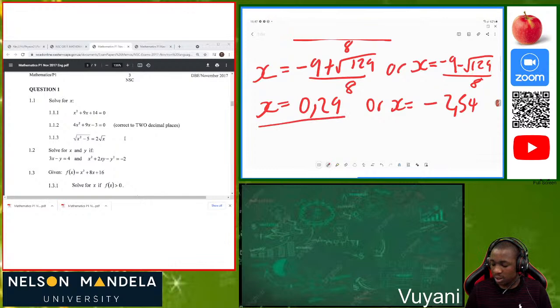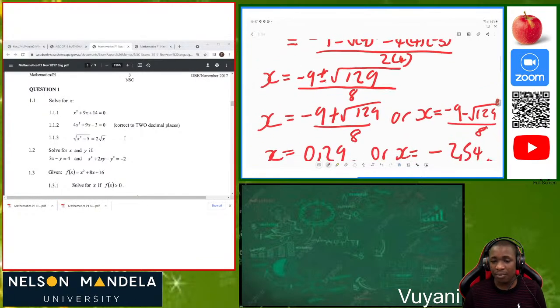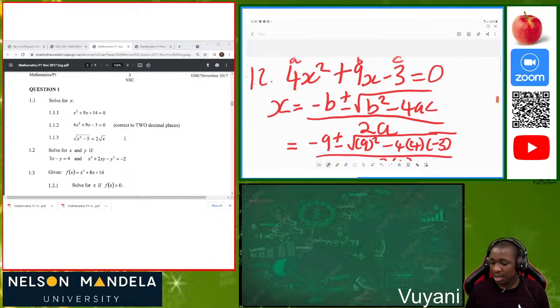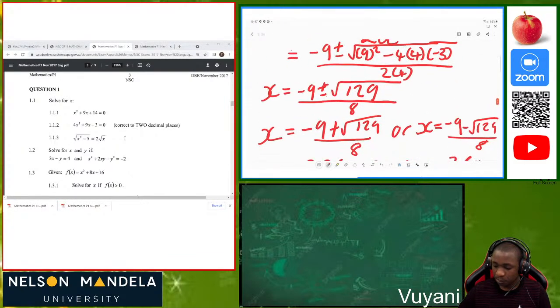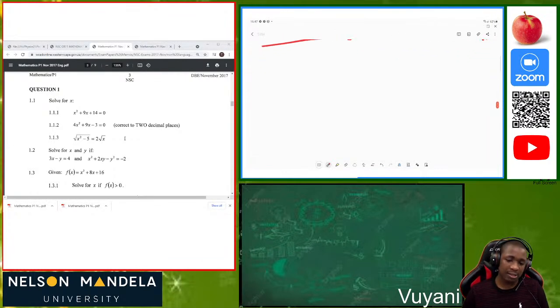As I said earlier, you are always advised to double check your answers to verify them by substituting the values of x into the original equation which you have, so that it can really help you in the process. So we have our two values of x.